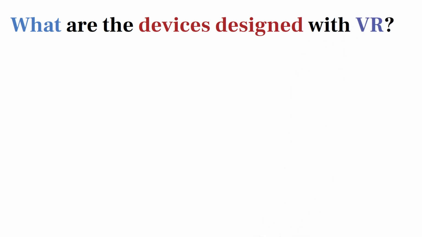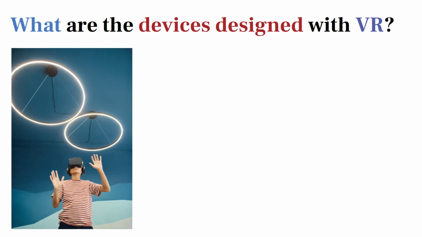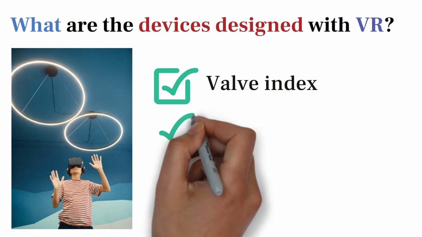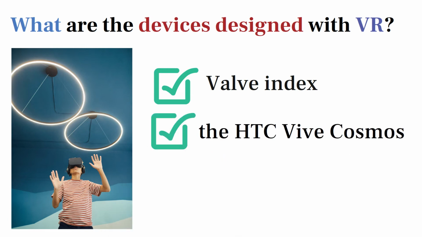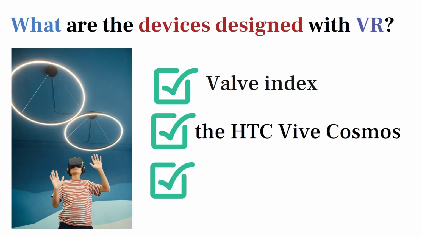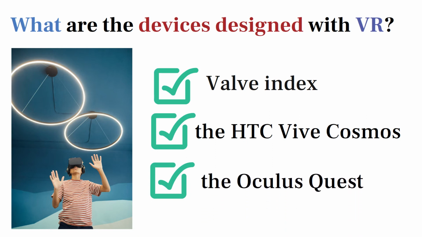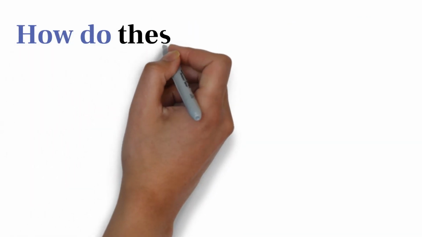What are the devices designed with virtual reality? Some specialized devices are designed with virtual reality. These include PlayStation VR, the Valve Index, the HTC Vive Cosmos, the Oculus Quest, and a few other headsets. How do these devices work?